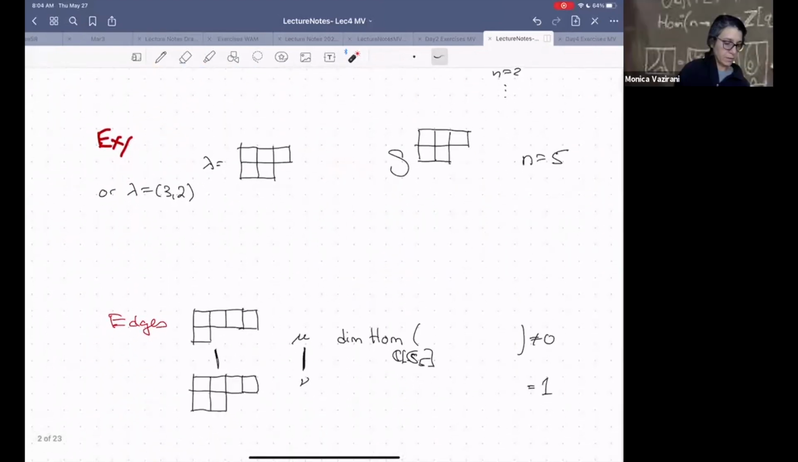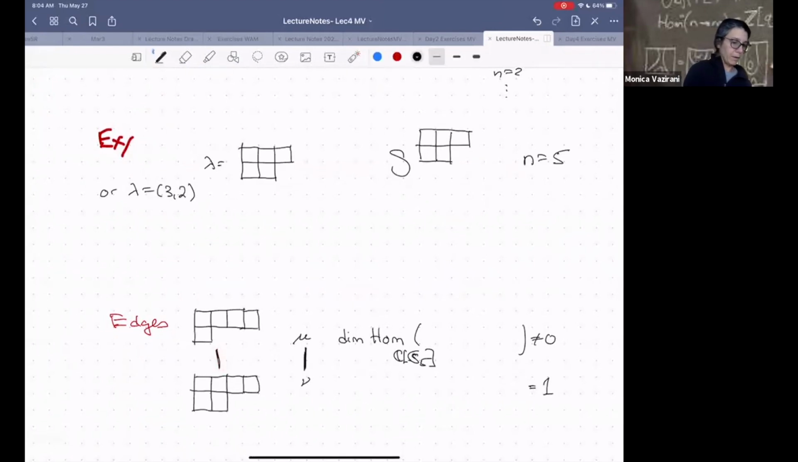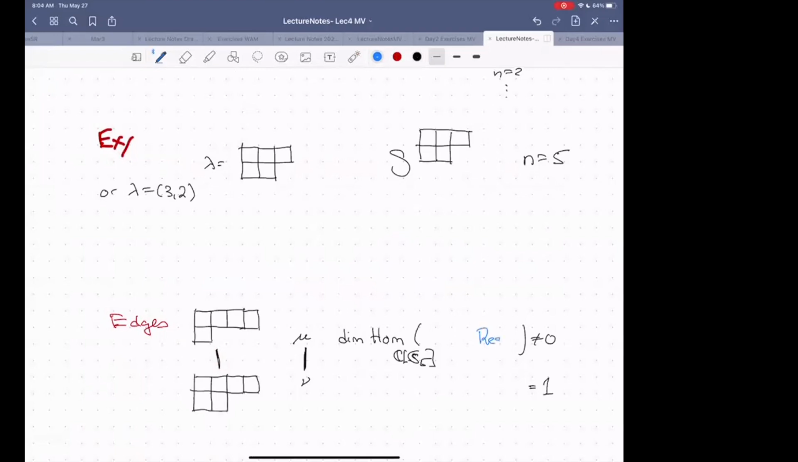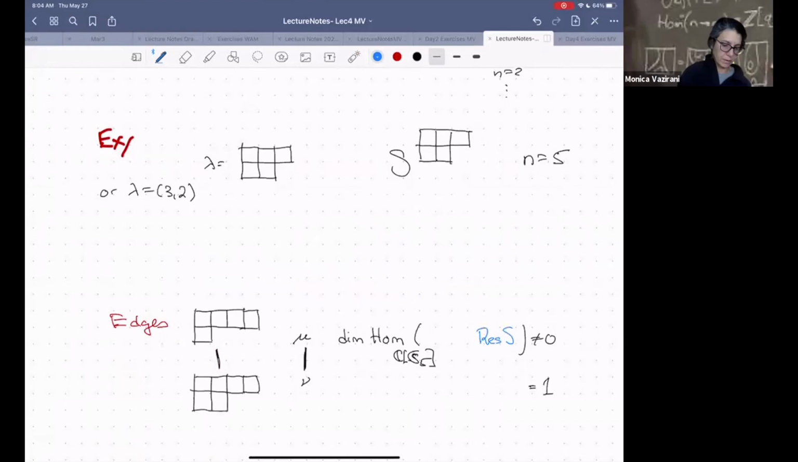Now, the edges, as I mentioned, tell you about restriction. So for instance, if I take the restriction of the simple module corresponding to the one I have on the bottom, which is (4,2), I would be restricting from S6 to S5. The reason I have an edge from (4,1) to (4,2) here is precisely because S^(4,1) occurs in the restriction of S^(4,2).